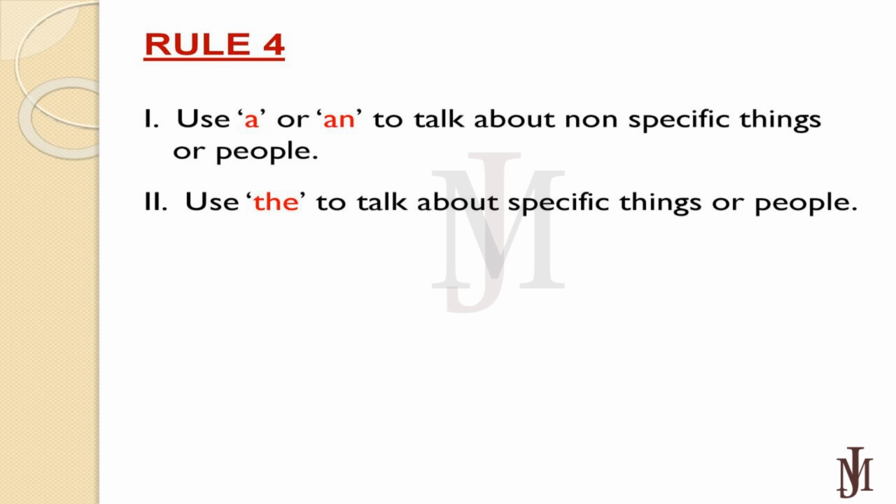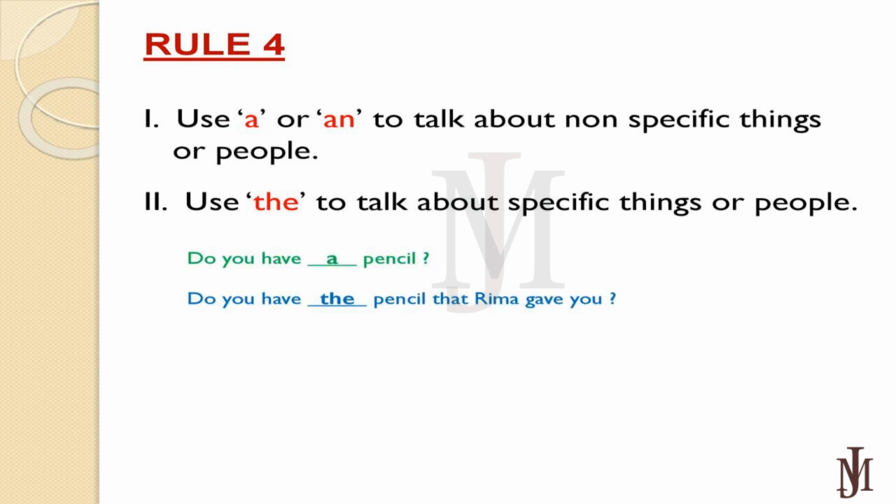Rule number 4. Use a or an to talk about non-specific things or people. Use the to talk about specific things or people. Here you say, do you have a pencil? Do you have the pencil that Rima gave you? Here a pencil means I need a pencil now. Any pencil, not any specific one. But the pencil refers to a specific pencil that Rima gave.